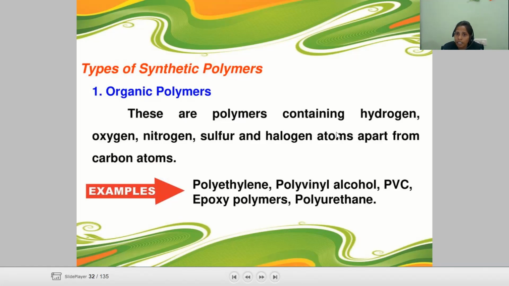Organic polymers are nothing but those containing hydrogen, oxygen, nitrogen, sulfur, and halogen atoms apart from carbon atoms. That means apart from the carbon, hydrogen is present, oxygen, nitrogen, sulfur, halogens. All these are present. Such type of polymers are called organic polymers. For example, polyethylene, polyvinyl chloride, polyvinyl alcohol, epoxy polymers, polyurethane. All these have either sulfur or nitrogen or oxygen or halogen in them. Those are called organic polymers.